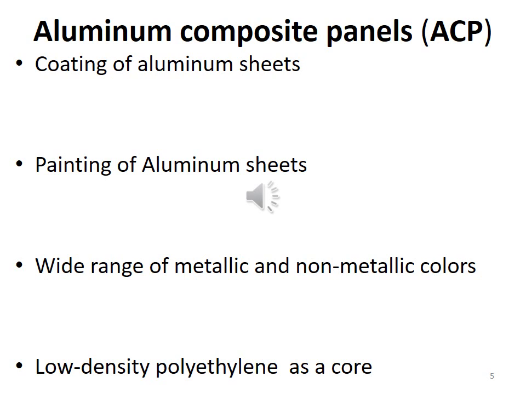The core, which is between two aluminum sheets, is commonly low density polyethylene or a mix of low density polyethylene with mineral material to exhibit the fire retardant properties. So the fire retardant properties can be exhibited by introducing these mineral materials with the low density polyethylene to make it safe in its different applications.